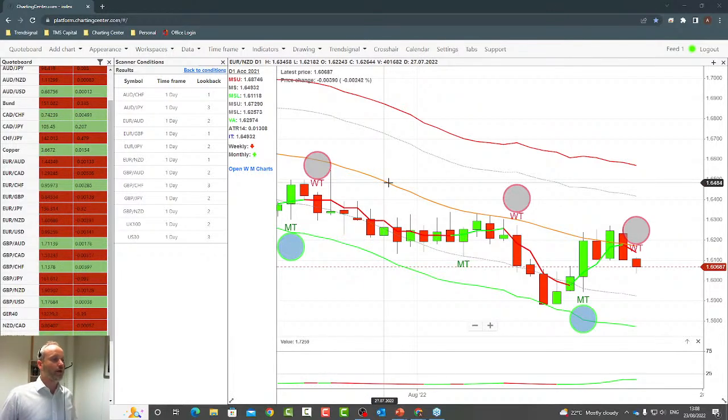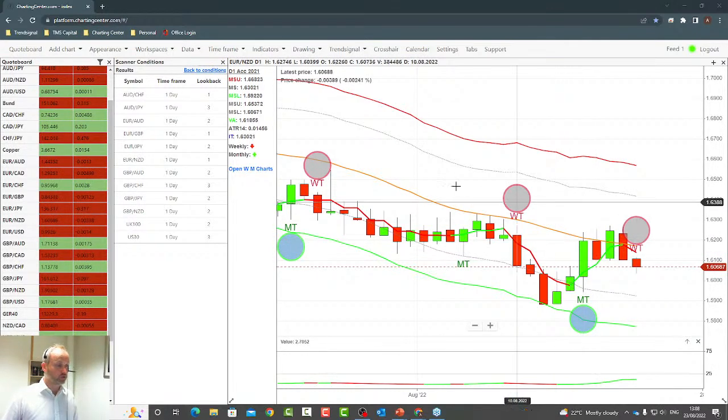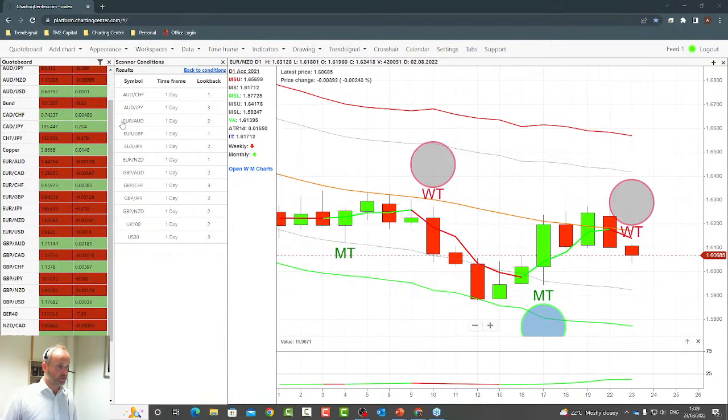Okay, so look, that's Euro New Zealand. That's the sort of thing that we're looking for. Little bursts of speed, two or three days. It's not always going to be bang on accurate, because nothing ever is. You can't be. But let's have a look at some of these from the scan from yesterday.